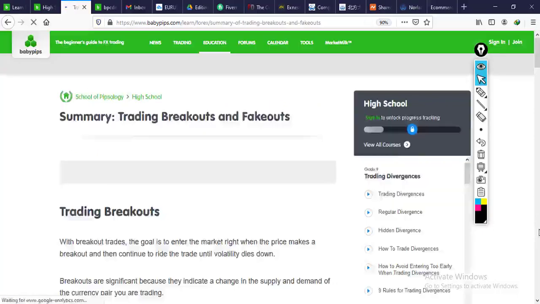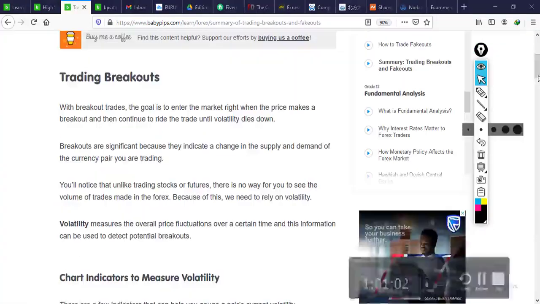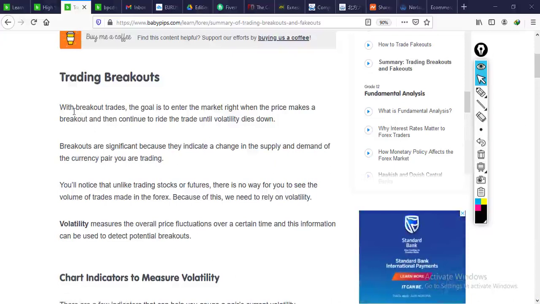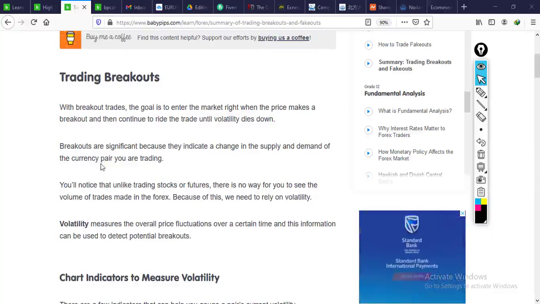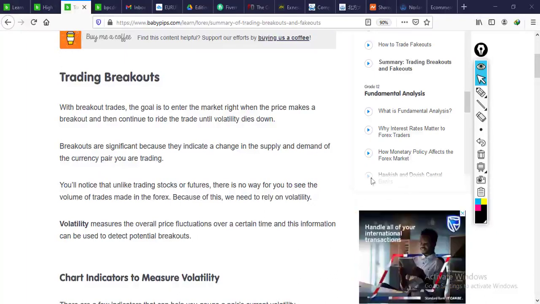So, trading breakout and fake out summary. In trading breakouts, the goal is to enter the market when price makes a breakout and then continue to ride the trade until volatility dies. Breakouts are very, very significant to know. Breakouts are significant because they indicate a price change in supply and demand of the currency pair, right? You will also notice that unlike stocks, what we have learned so far is that we have volatility.